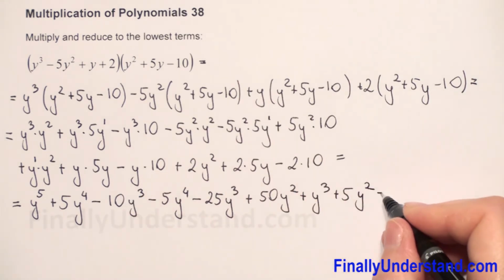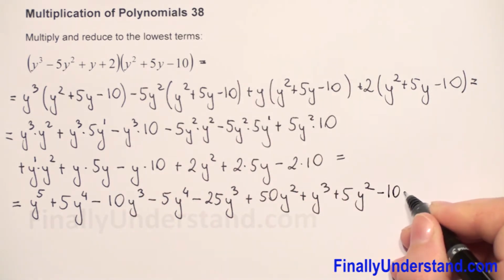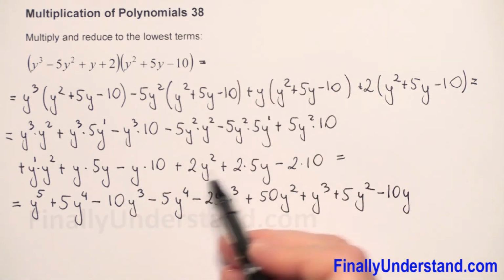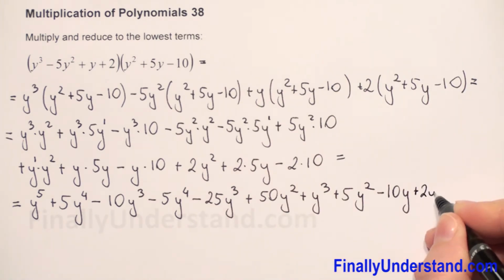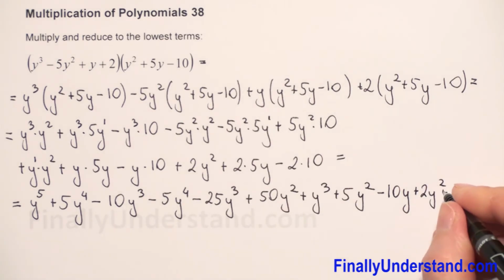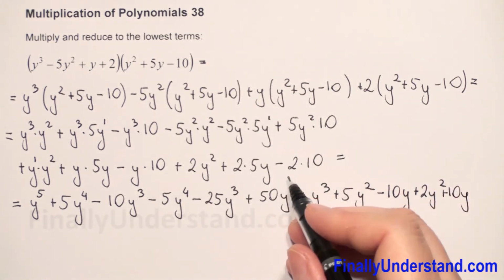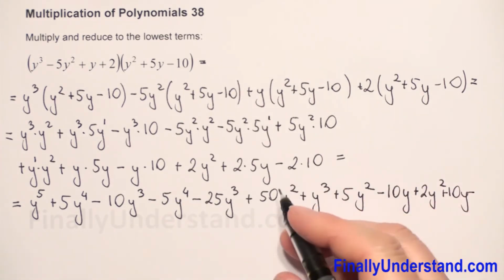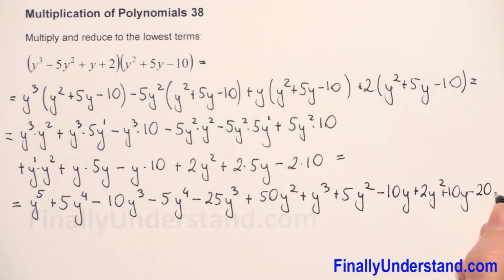Next we have negative. First I will write the number, 10y. Next we have plus 2y squared. 2 times 5 is 10y, and 2 times 10, we have negative sign, negative 20. So this is equal. Now we have to combine the like terms.